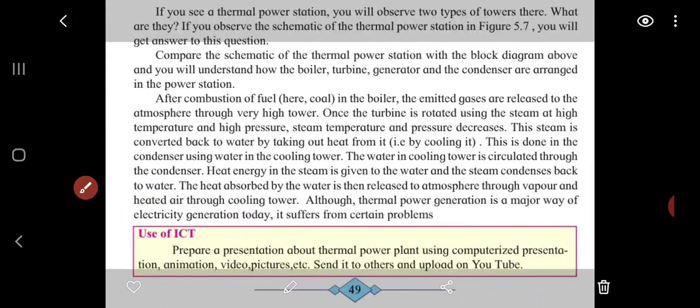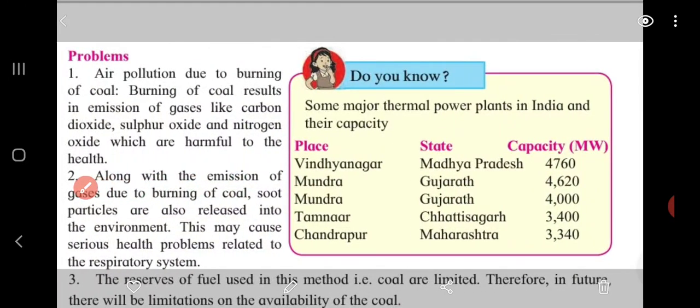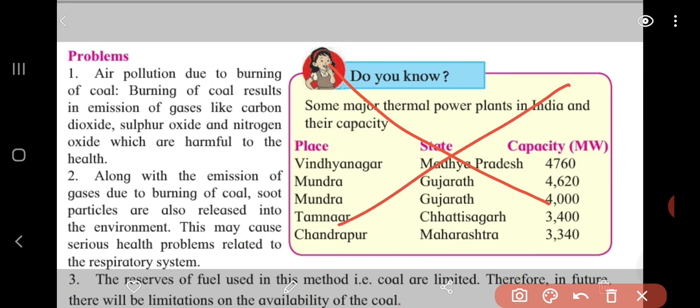Now this part on page number 49 is eliminated from the syllabus for this year. Even the use of ICT, this part has also been eliminated, so you are not supposed to do this. Okay, moving ahead. A very important topic: the problems which are associated with thermal energy based plants for electricity production. Even this part, let me tell you, has also been eliminated. Now let us see the problems.